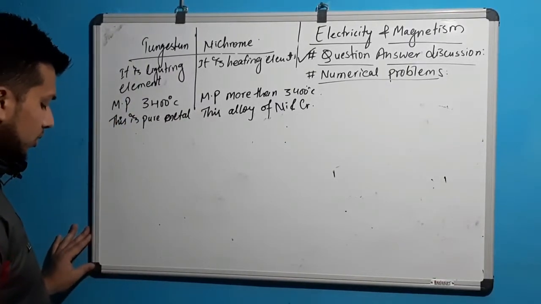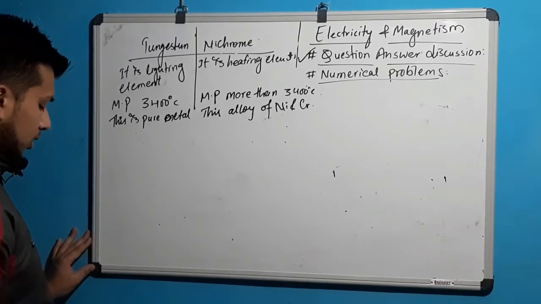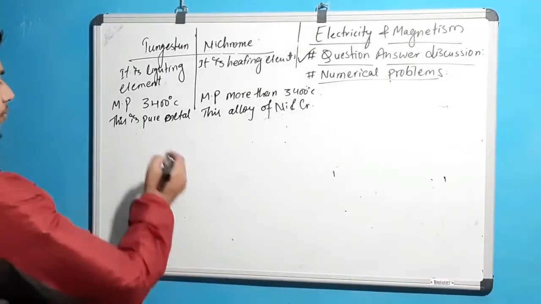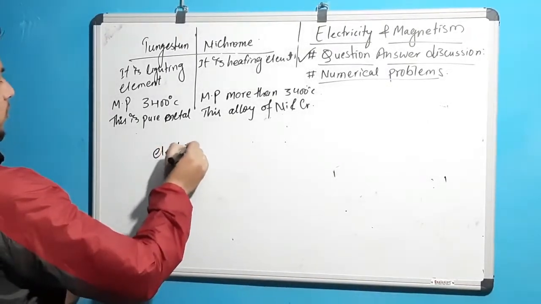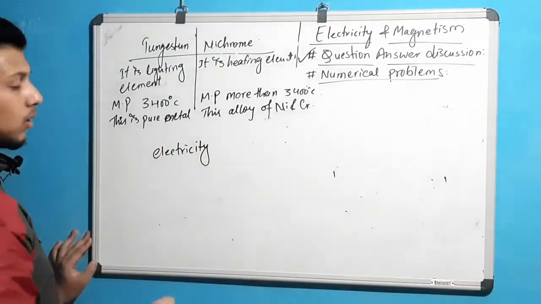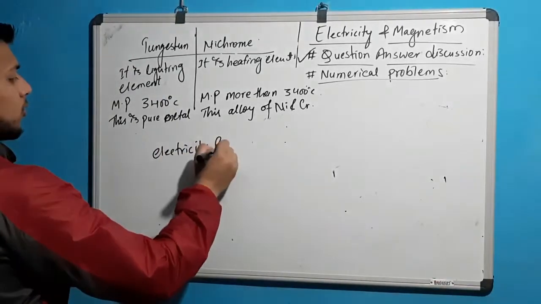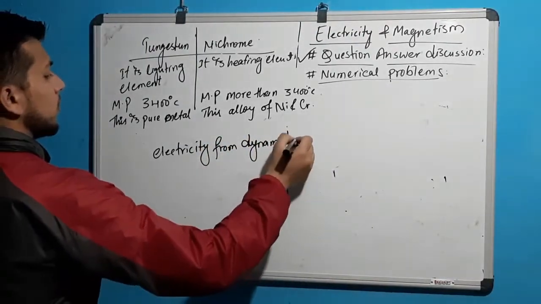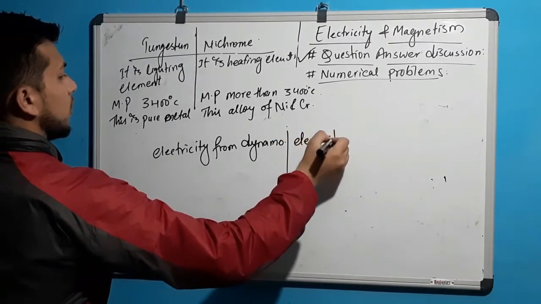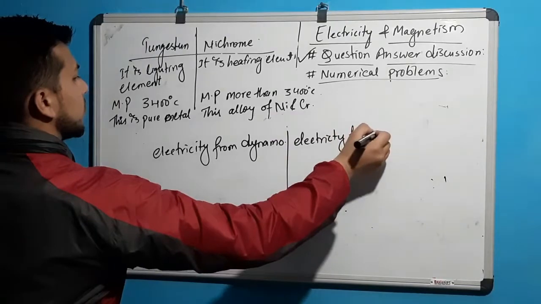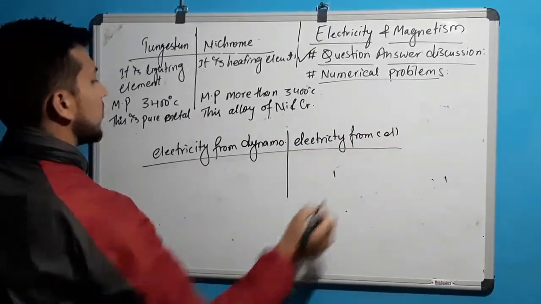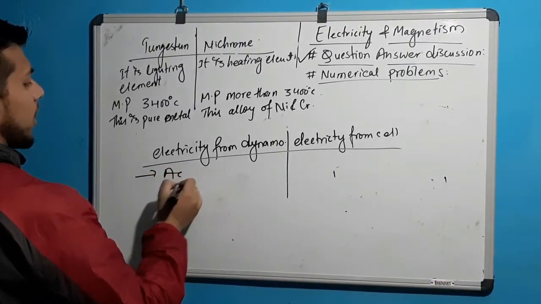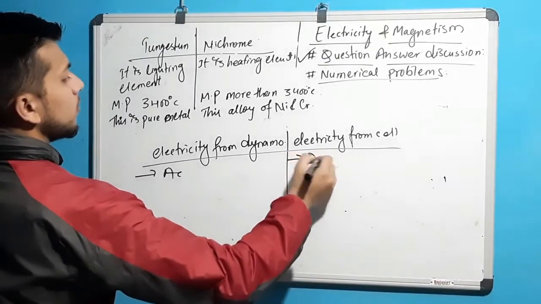What is the difference between the electricity obtained from dynamo and a cell? Electricity from dynamo, electricity from cell or dry cell. We get AC current from dynamo, we get DC current from cell.